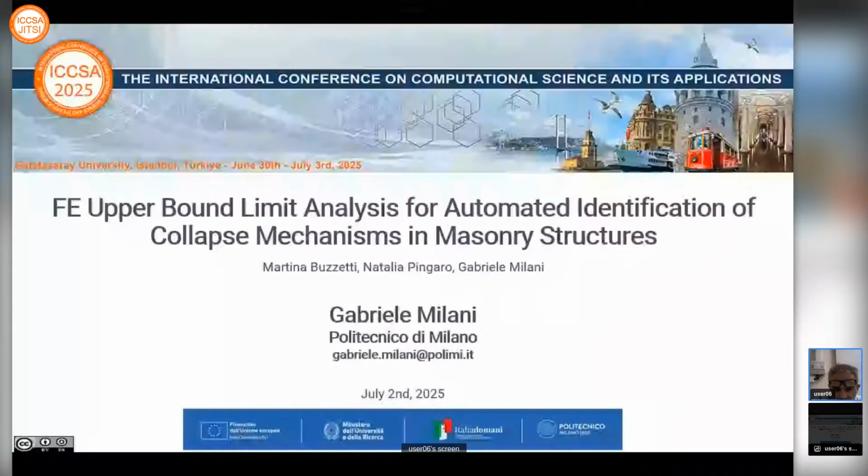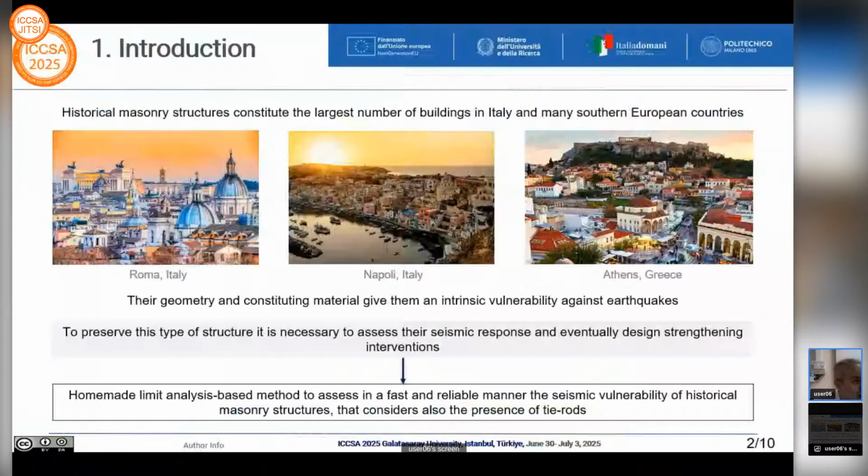Okay, so let me activate the laser pointer. So thank you very much for your presentation, Mr. Chairman. I'm here to present a work in cooperation with Martina Buzzetti and Natalia Pingaro, two of my PhD students, and the topic is the finite element upper bound limit analysis for the automatic identification of collapse mechanisms in masonry structures. So just a first slide, then, to identify the problem.